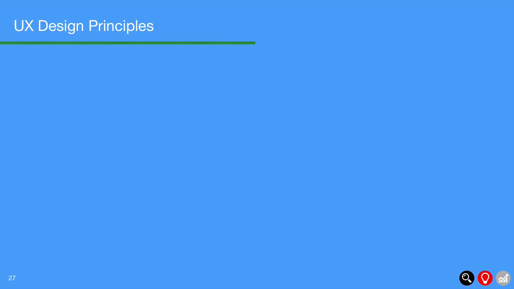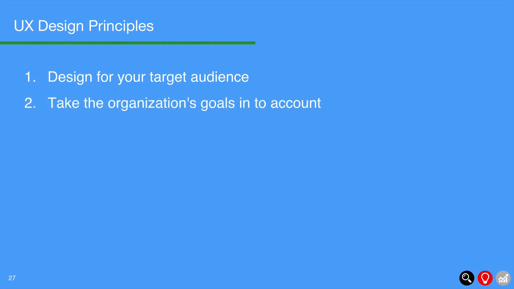So I think it's worth just talking about some UX design principles, and we have a few UX design principles that we follow whenever we design digital products or services. Number one is always design for your target audience. Number two, take the organization's goals into account. A designer may have certain ideas about how a digital product or service might look, or an email or what have you, but ultimately the organization is the one paying the bill. So we need to make sure that the overall objectives are met whenever we're designing a digital product or service.